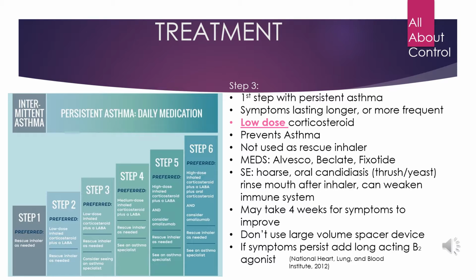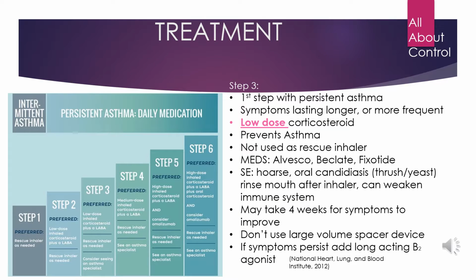Okay, so with step two, this is whenever the first step with persistent asthma, you're starting to see symptoms last a little longer, maybe more frequent. You visit your doctor, then what he's going to do is keep you on your rescue inhaler, and you'll use that as needed, but you'll add this low-dose corticosteroid.